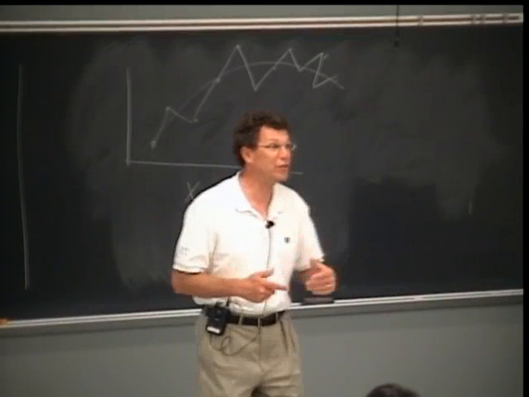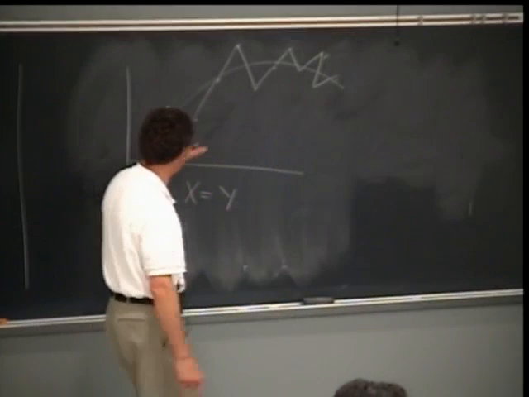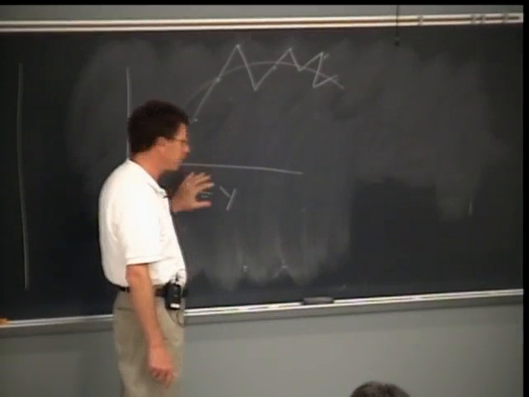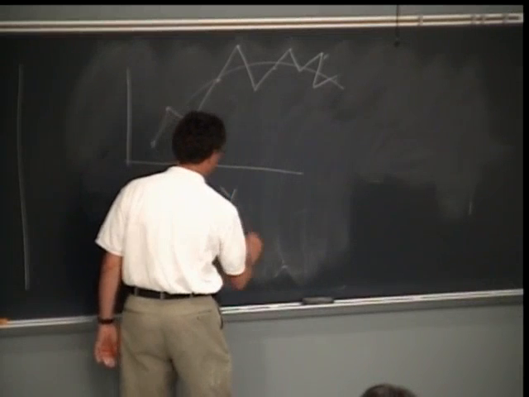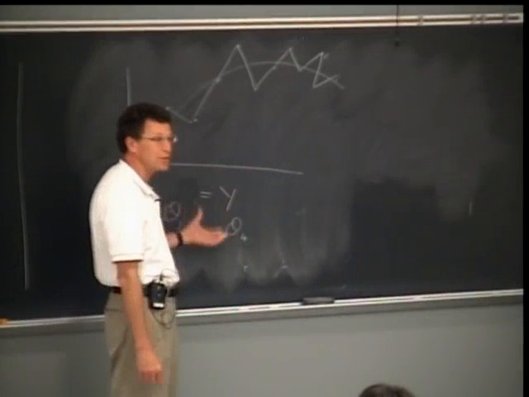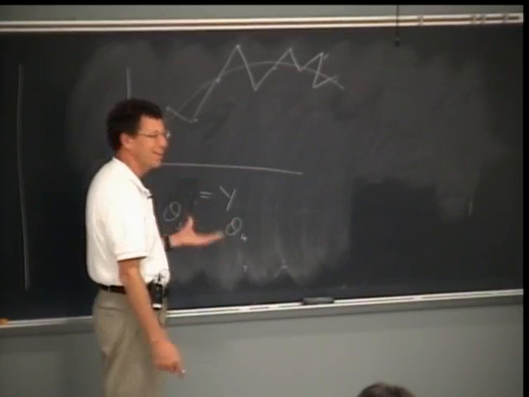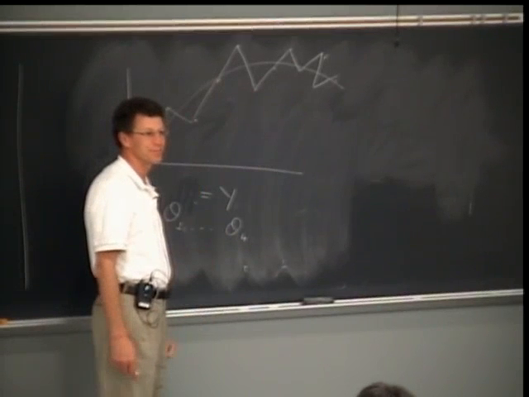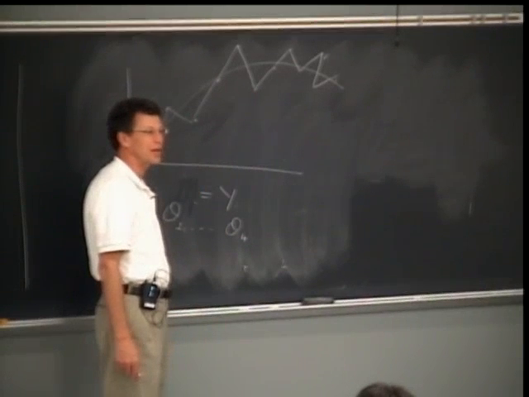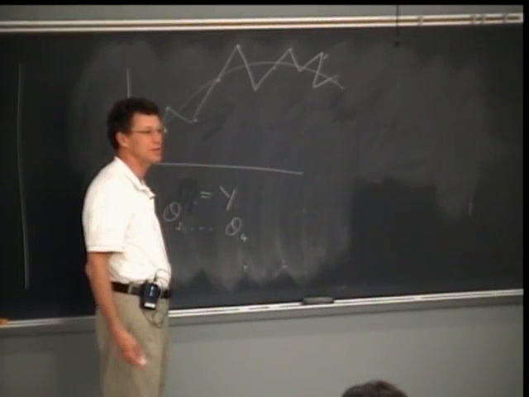But if your basic assumption, and I only have 10 seconds, is that the samples are independent, that this is theta 1 through theta n, then the maximum likelihood estimate is exactly connecting the dots. So my point is that in this context, the maximum likelihood estimate is unreasonable.